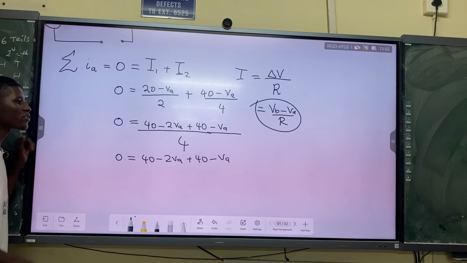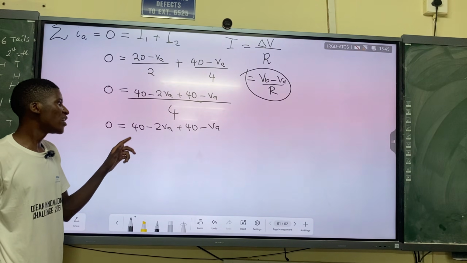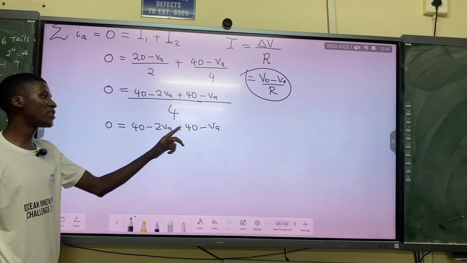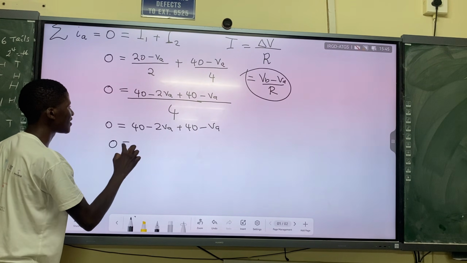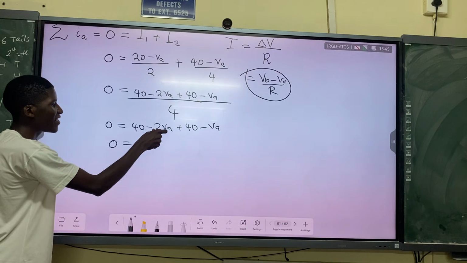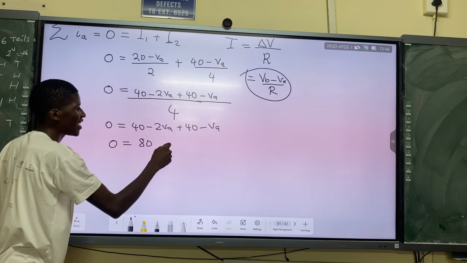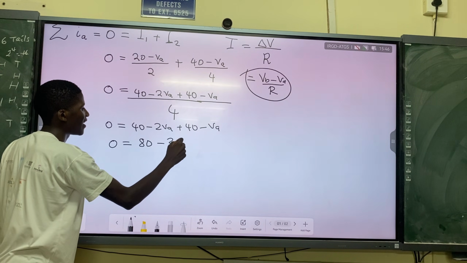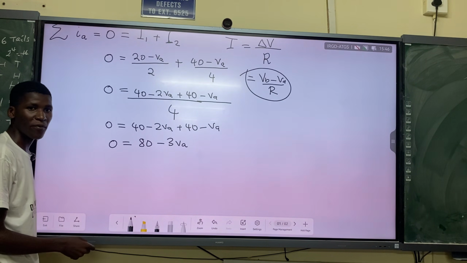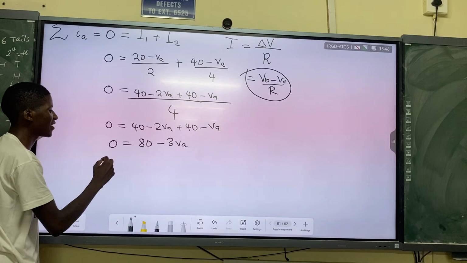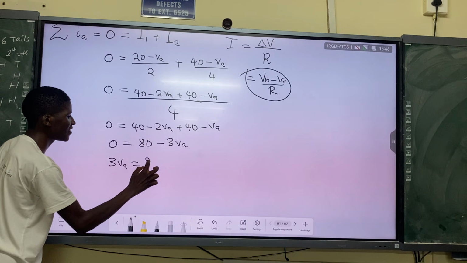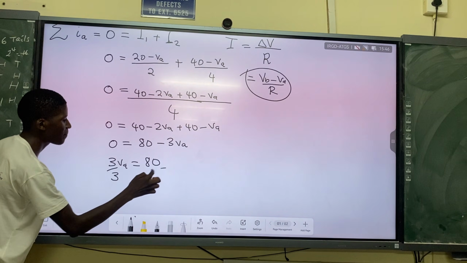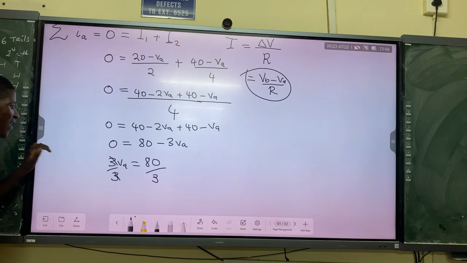The 4 is just going to cross multiply with the 0. So here you see 40 plus 40 is 80. So here we've got 0 is equal to 80, and then minus 2VA minus VA gives us minus 3VA. So we can take the minus 3VA to the other side. This is now maths. 3VA is equal to 80. You divide by 3. What is 80 divided by 3?